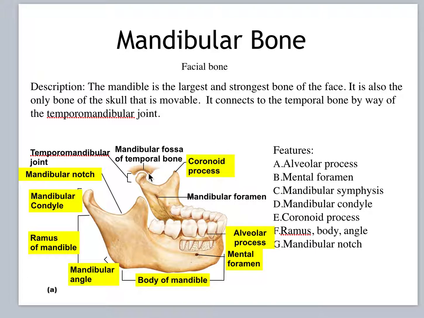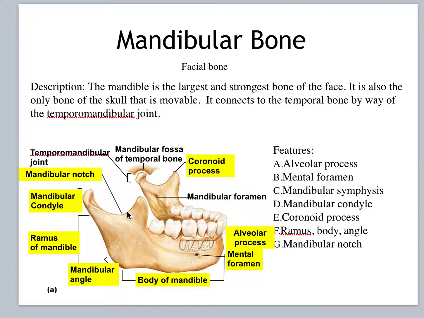This is the temporal bone here, the mandibular fossa of the temporal bone, where the mandibular condyle articulates. Remember, a condyle has to do with a joint. It's a smooth surface that composes a joint. We saw that a while ago when we talked about the occipital condyle. Here now we have the mandibular condyle. This is a smooth joint surface of the mandible that articulates in the temporal mandibular joint, TMJ.